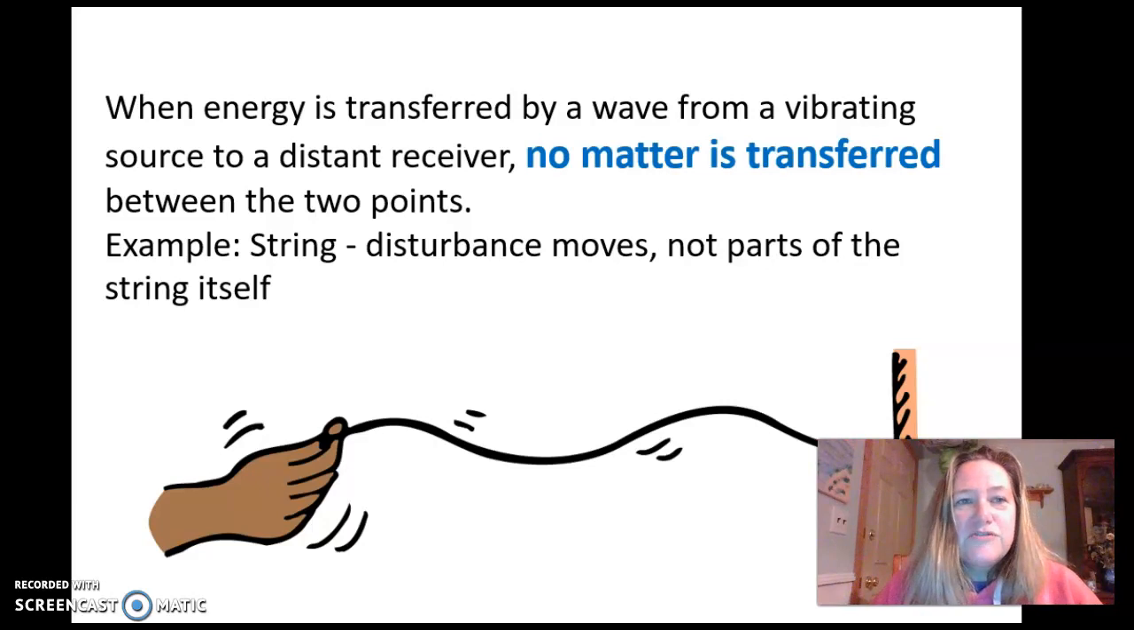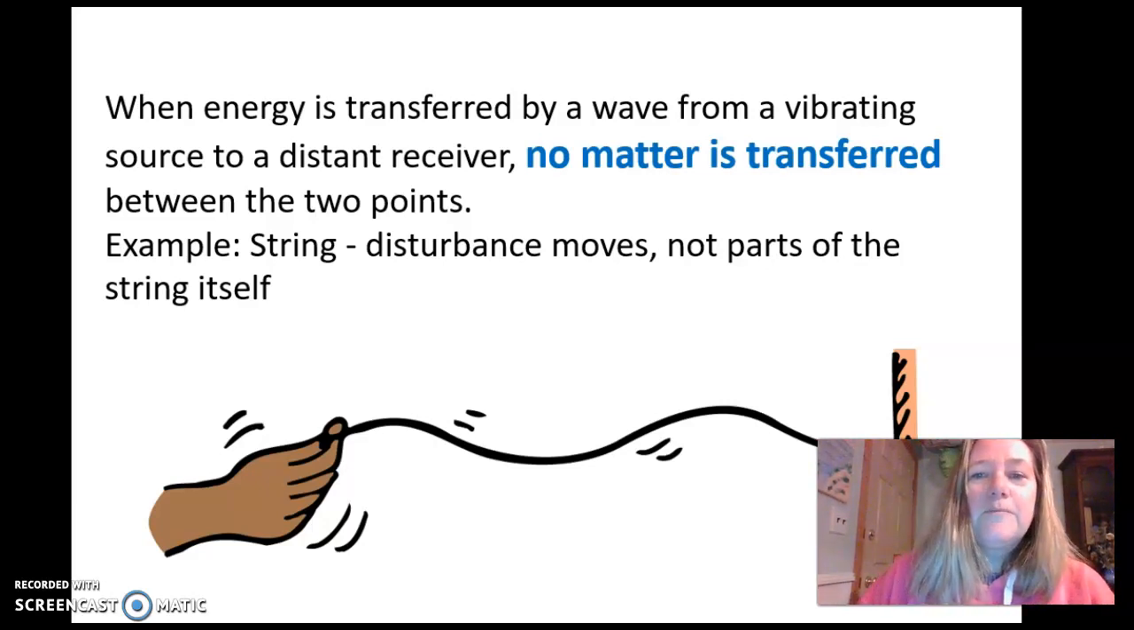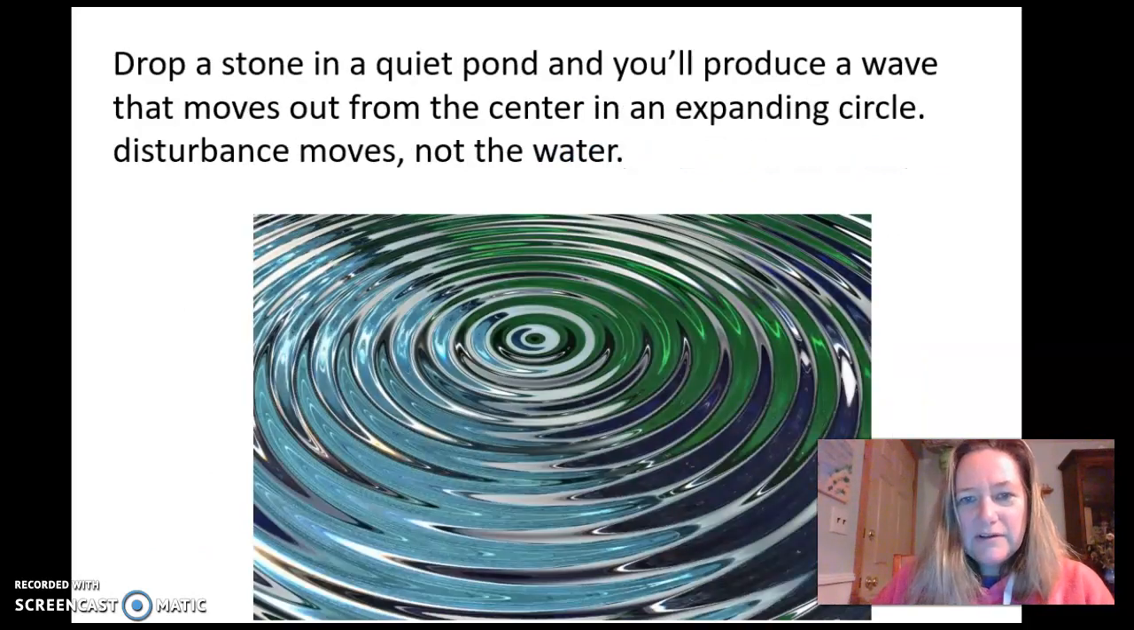When energy is transferred by a wave from a vibrating source to a distant receiver, no matter is transferred. It's just the energy moving between the two points. So for example, with a string, the disturbance moves, but not parts of the string itself. So the string stays in your hand and attached to the wall. It's just the energy in the movement that moves, not the actual string.